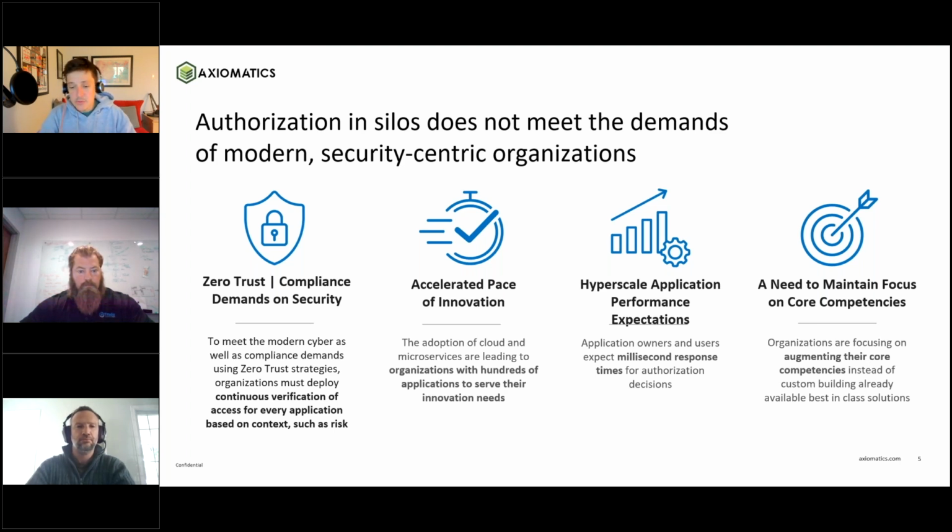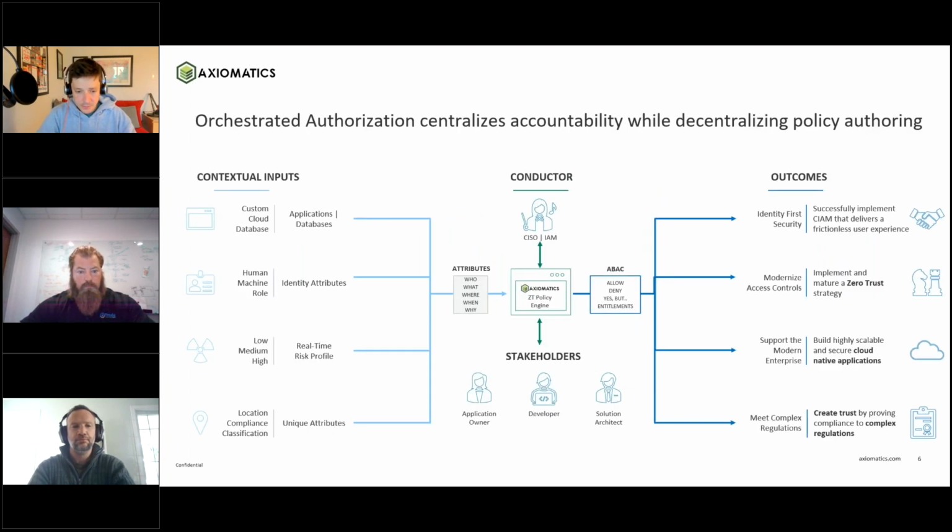And then the last item here is focusing on core competencies. That's really related to the pace of innovation as well. Let your business do what it does best. Let us help you do authorization and security. And that brings us to a concept that is really near and dear to me, which is what we call orchestrated authorization.